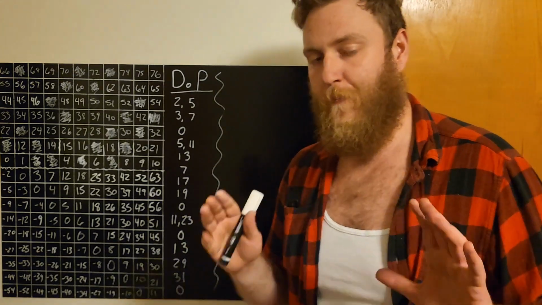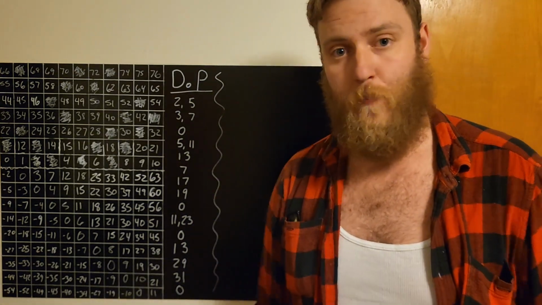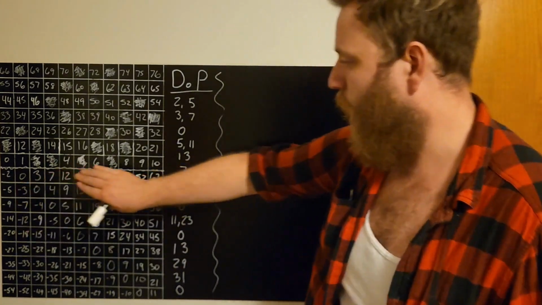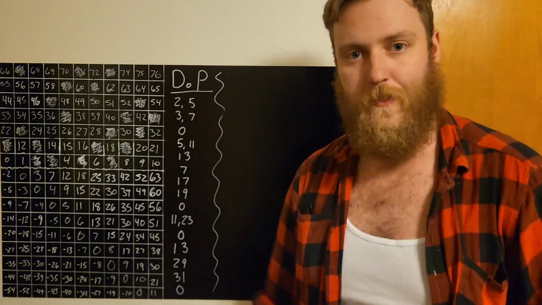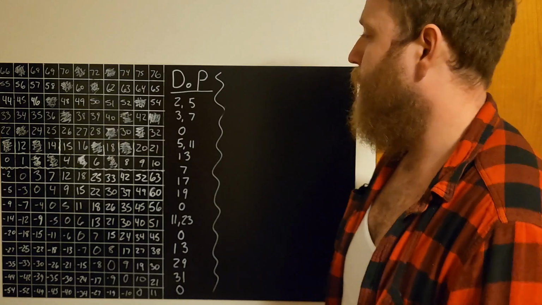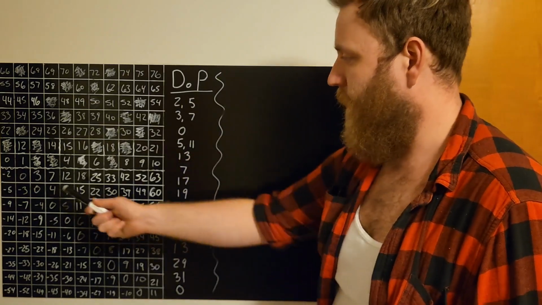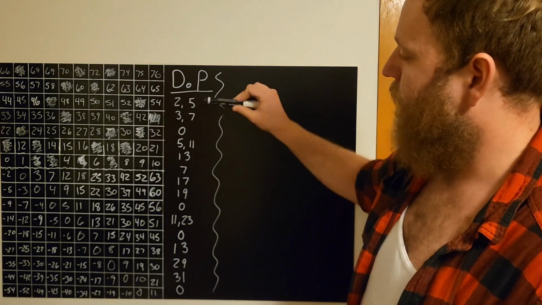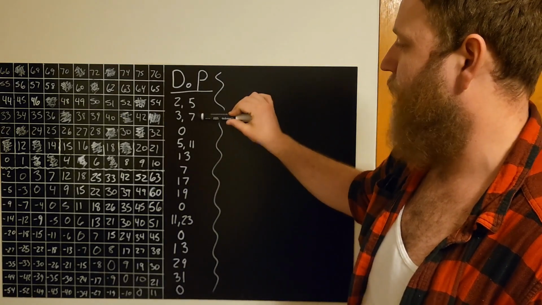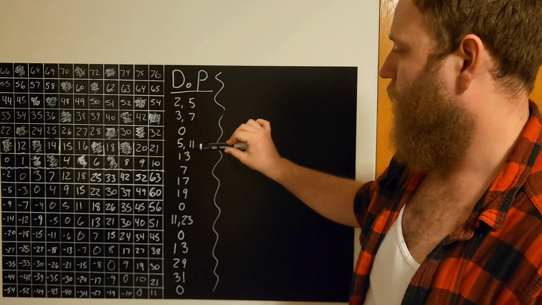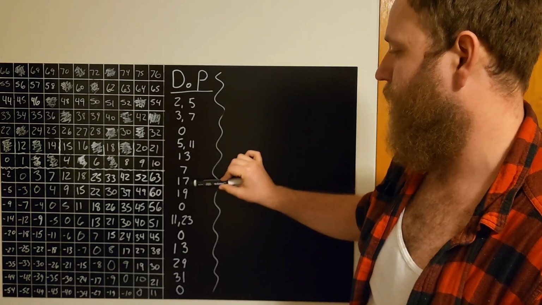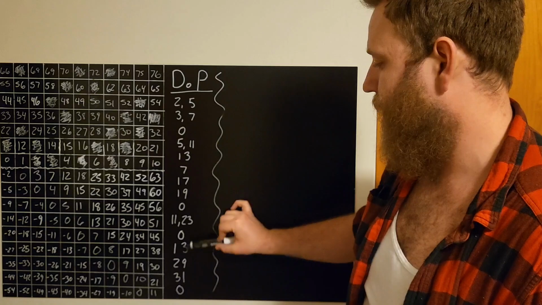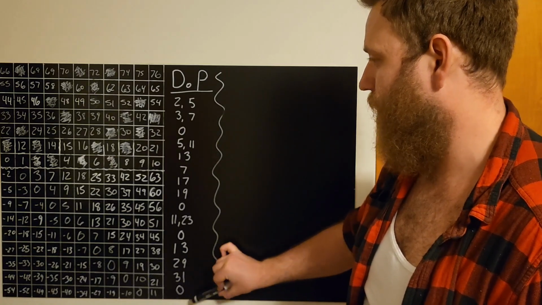And so just so that people are on board or understanding, this whole table and this whole process is not the distribution of prime numbers. The distribution of prime numbers are the exclusive primes generated by each horizontal. And so now you have the distribution being 2 and 5, 3 and 7, 0, 5 and 11, 13, 7, 17, 19, 0, 11, 23, 0, 13, 29, 31, 0.